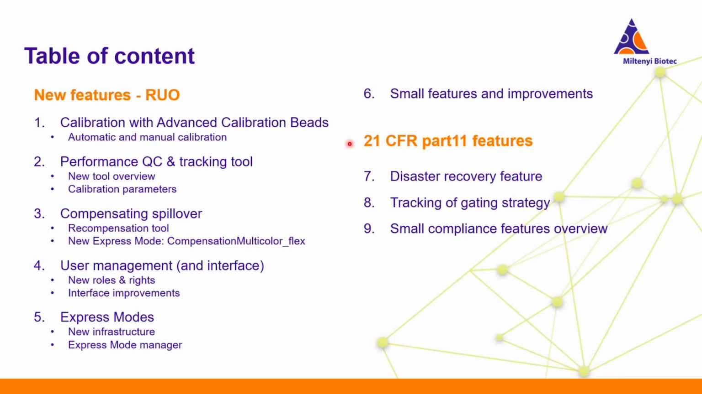The last section of the talk will focus on features which are unique for the 21 CFR Part 11 software version. And there are three new ones: a new disaster recovery and the audit trail, which is now tracking way more things than it did before. Yeah, and I would say we just directly jump into the first topic, which is the advanced calibration beads.